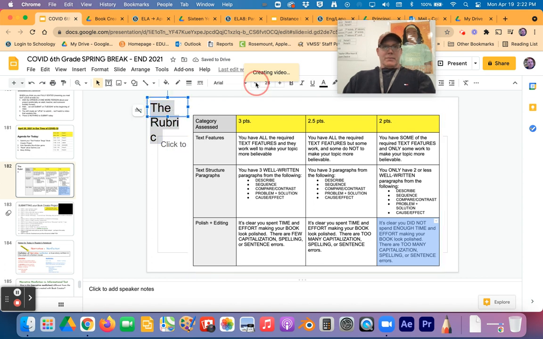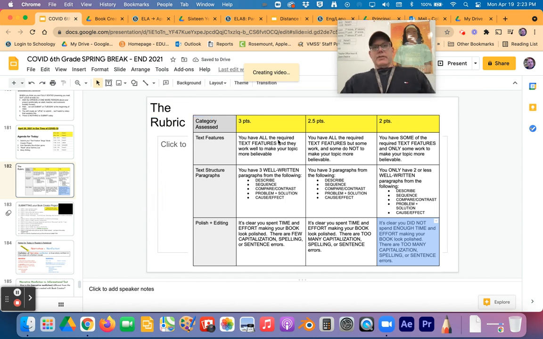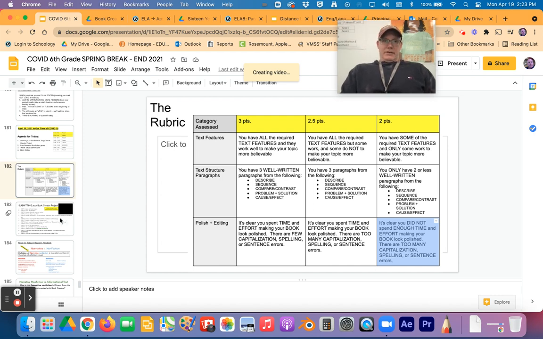All right. So make sure that you are taking care of your business. That's an important piece here. So take a look through this. We've got text features. I have to see all of them that I required. Text structures. I want to see 3 well-written paragraphs. And then polish and editing. I want to see that you spent time and effort. Capitalization, spelling, sentences, all that kind of stuff is as good as it can get.